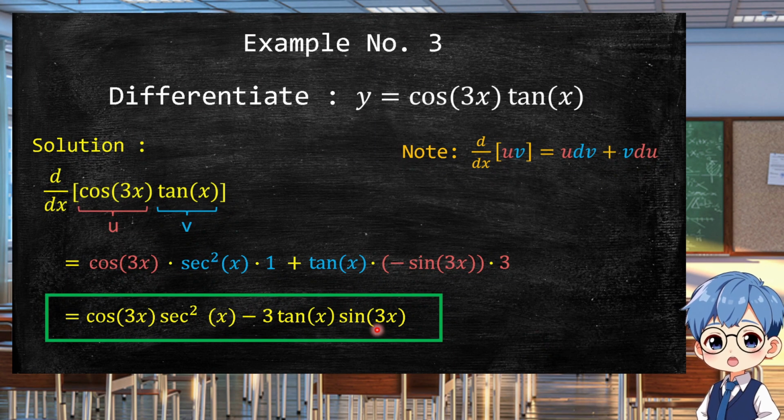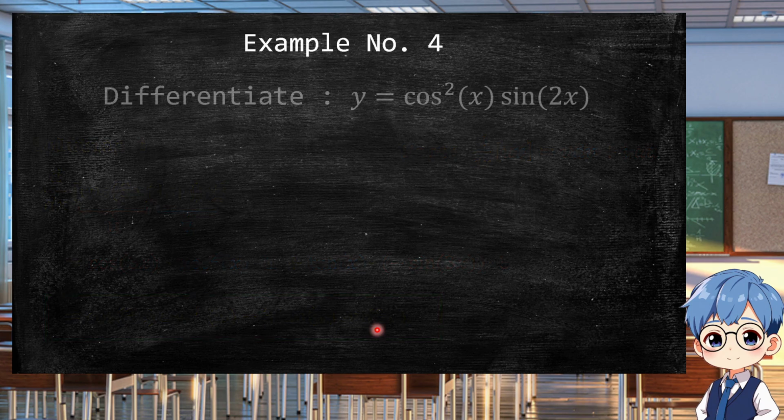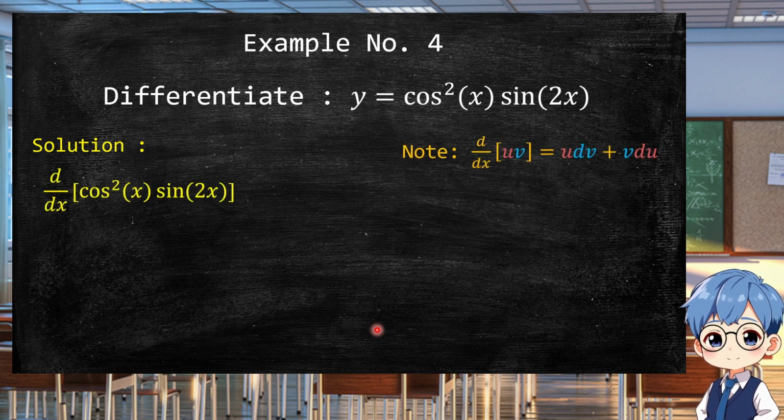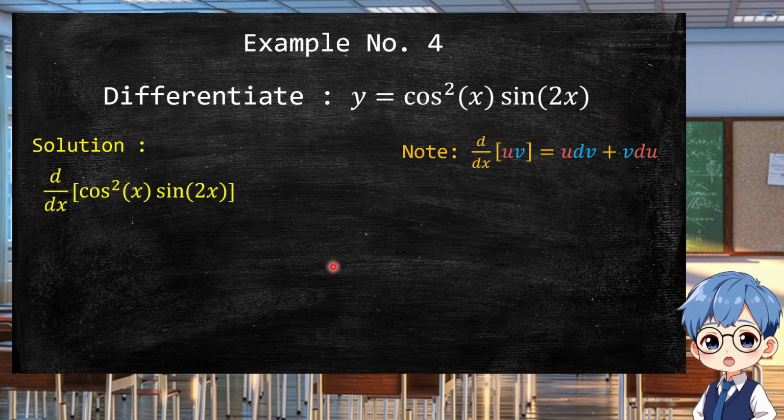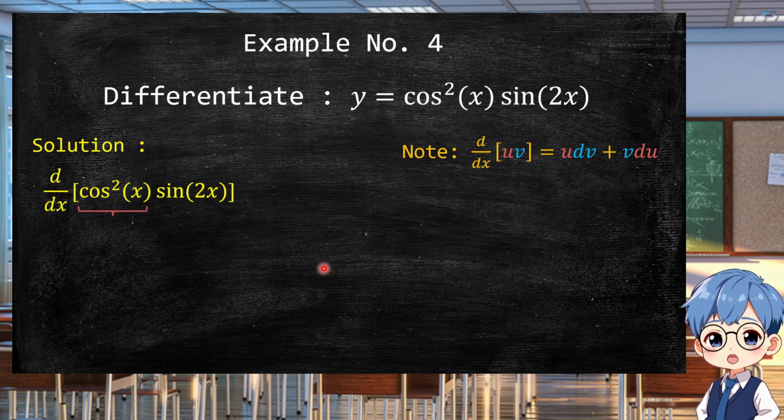Let's proceed to example number 4. So example number 4, we have here y equals cos²x sine 2x. And similar to example number 3, we're gonna apply product rule because we have factors. But take note, cos here is squared. So there is an exponent. If you have an exponent, you are going to apply chain rule within product rule. So let's start the solution.